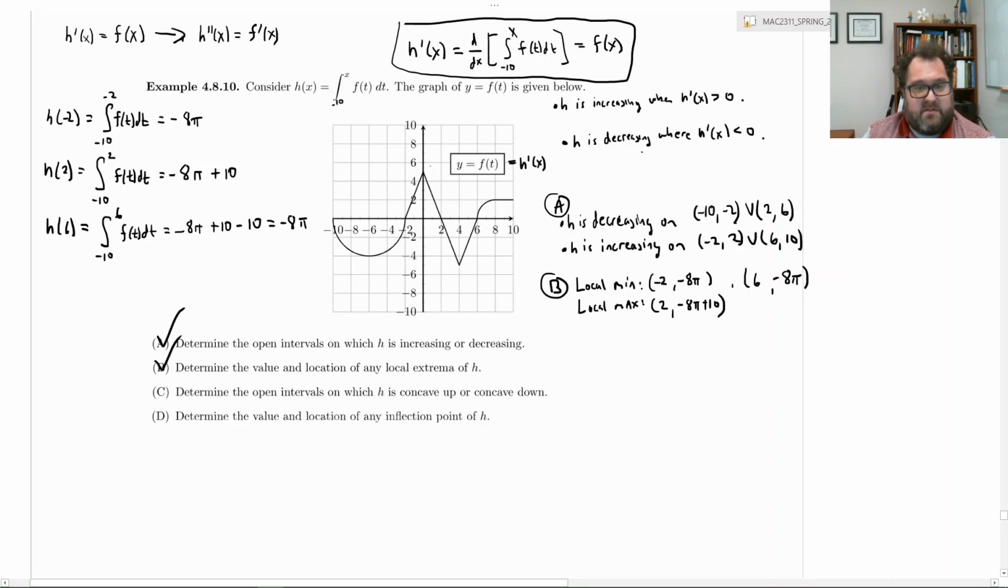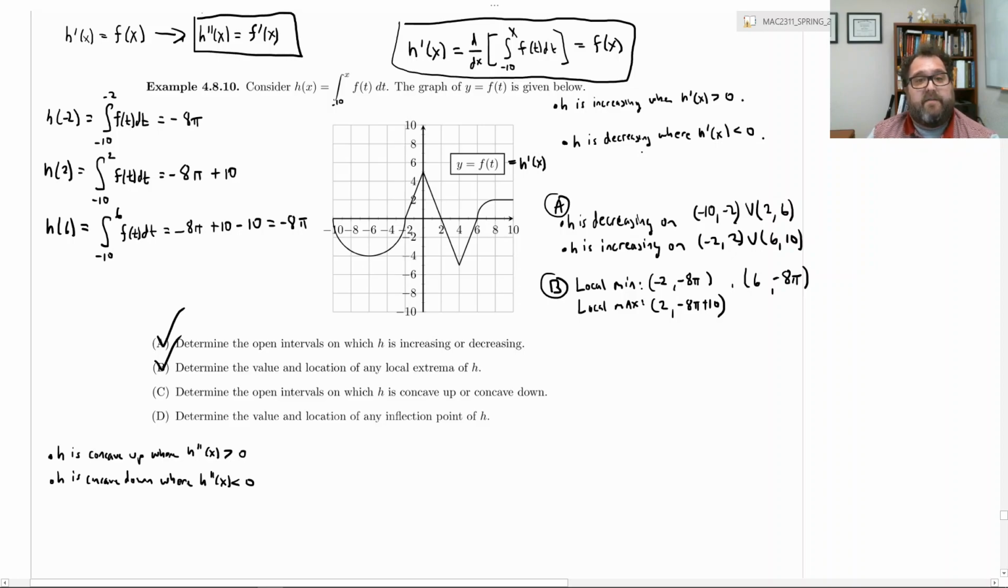Okay, let me summarize some known facts. Okay, so h is concave up where h double prime of x is greater than 0, and h is concave down where h double prime of x is less than 0. Now, the known fact is this: h double prime is equal to f prime. That is, the slope of the given function.